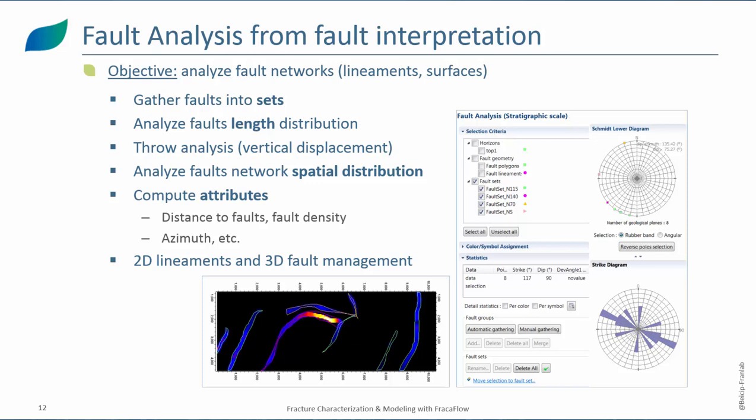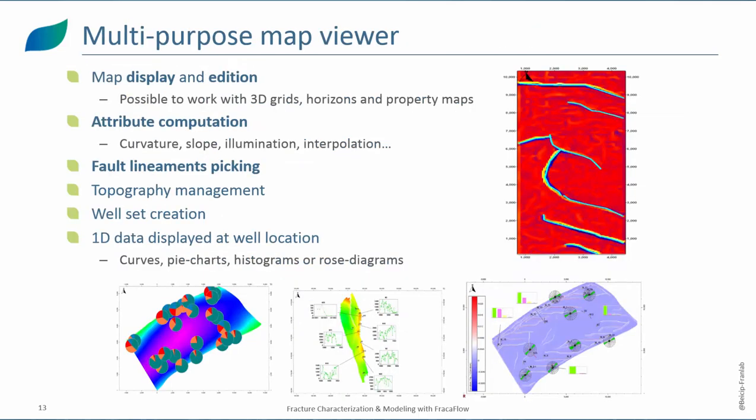In addition, you can compute some attribute maps or 3D grid properties. These properties you could use to constrain the model of faults and also generate some systematic fracture density drivers. A multi-purpose map viewer is available in the software, which helps to directly pick fault lineaments from, for example, a seismic property or a curvature computation. You could also compute other attributes using this map viewer, such as the elimination of slope or computing horizons, interpolation of data, and so on.